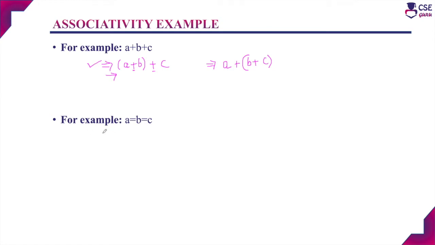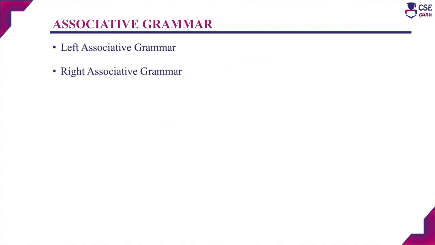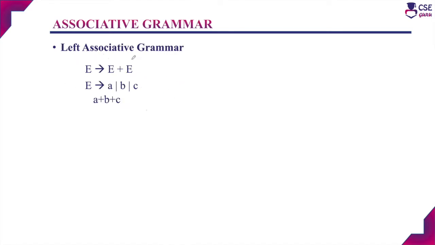For the next example, this is an assignment operator, whose associativity is from right to left. That is, the value of C should be assigned to B and then the value of B should be assigned to A. This is the right method of evaluation as per the associativity rule. Accordingly, there are two types of associative grammar: left associative grammar, where evaluation is from left to right, and right associative grammar, where evaluation is from right to left. First we will discuss the left associative grammar.